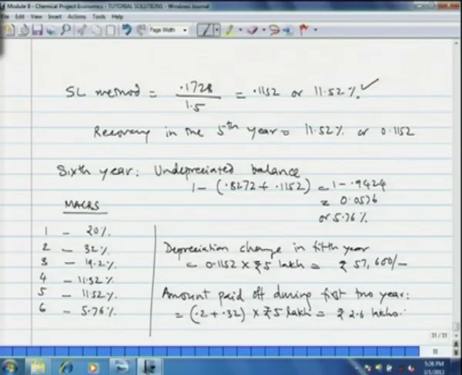So, today we have seen two problems on profitability analysis using ratio analysis as well as the discounted cash flow or DCF technique, and then we have also seen a problem on depreciation. So, this completes our module on chemical project economics.